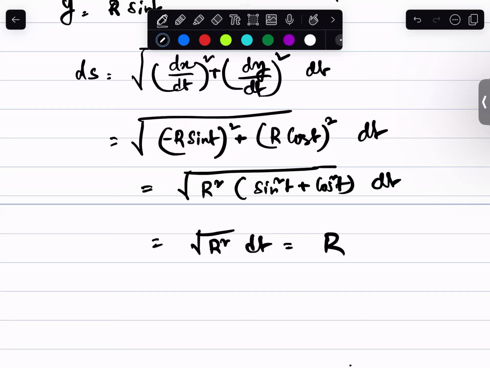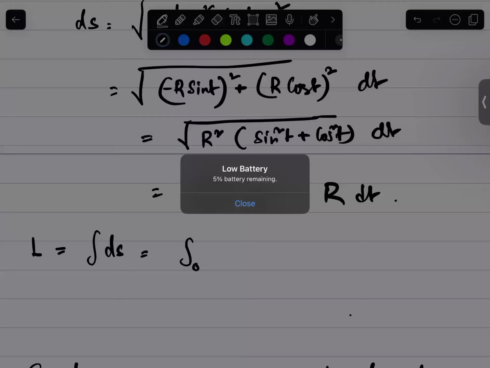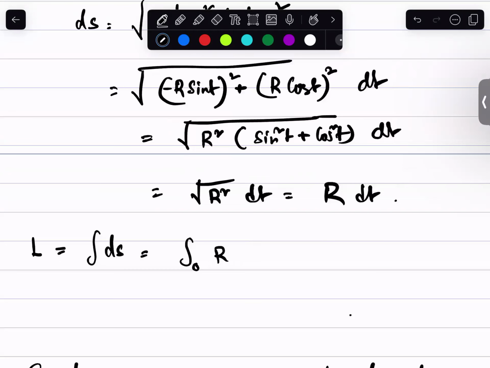And square root of r squared will be just r dt. Now my arc length will be just integration ds. So ds is just r dt, and the range will be from 0 to 2 pi. So it will be r t from 0 to 2 pi. So ultimately my answer will be 2 pi r.